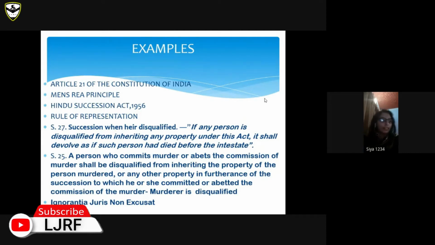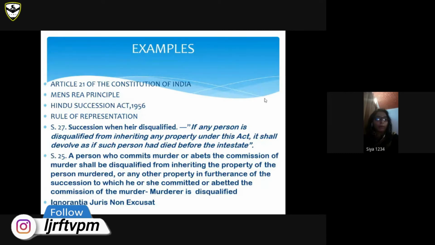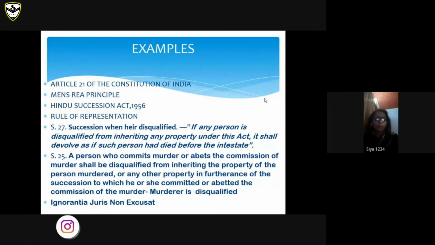And Section 25: a person who commits murder or abets the commission of murder shall be disqualified from inheriting the property of the person murdered, or any other property in further succession of which he or she committed or abetted the commission of the murder. Simply, the murderer is disqualified.